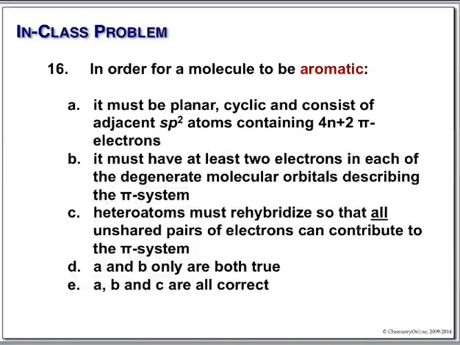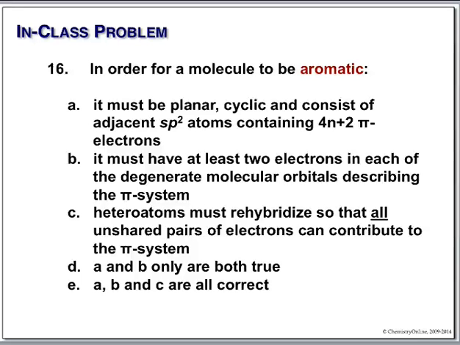All right, in order to be aromatic, a compound must be planar, cyclic, consist of adjacent sp squared centers with 4n plus 2 pi electrons. Gee, Huckel couldn't have said that better himself, could he? So that's the classic definition of an aromatic system based on the Huckel theory. It must have at least 2 electrons in each of the degenerate molecular orbitals describing the pi system. You know, that has so many words in it, it sounds like it could be right, but of course it's nonsense.